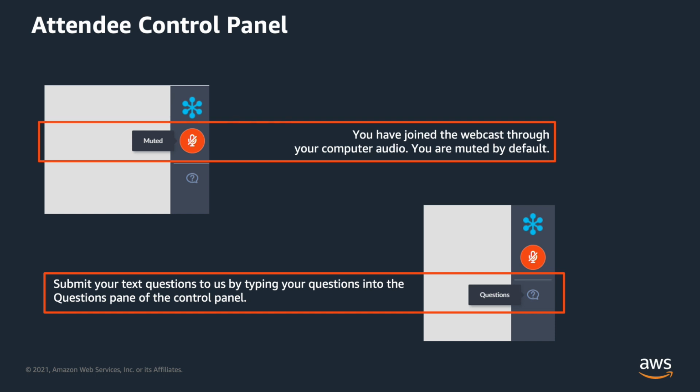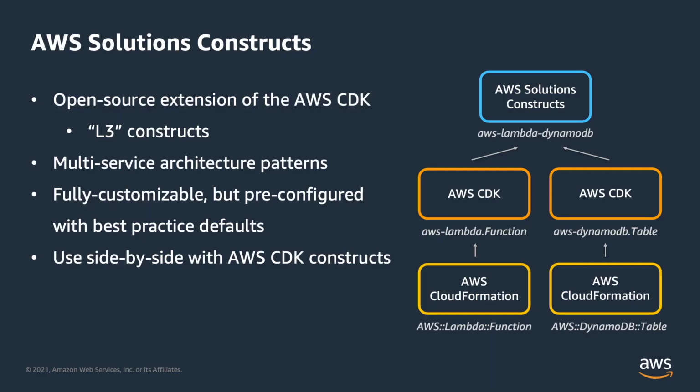Now that we're all squared away on technical items, let's talk about Solutions Constructs. For a quick refresh, AWS Solutions Constructs is an open source extension of the AWS Cloud Development Kit. There are over 40 solutions constructs in the library to date, and we can think of these best as multi-service architecture patterns. These architecture patterns are modeled after commonly used pairings of AWS services.